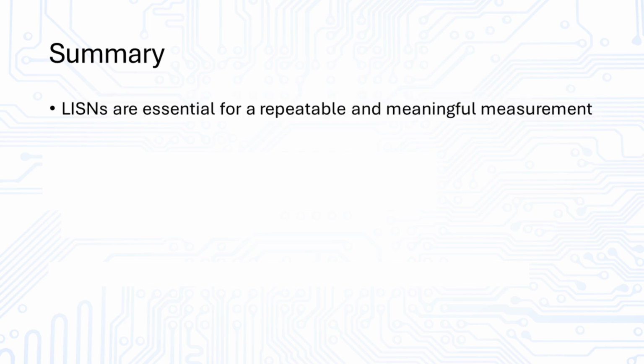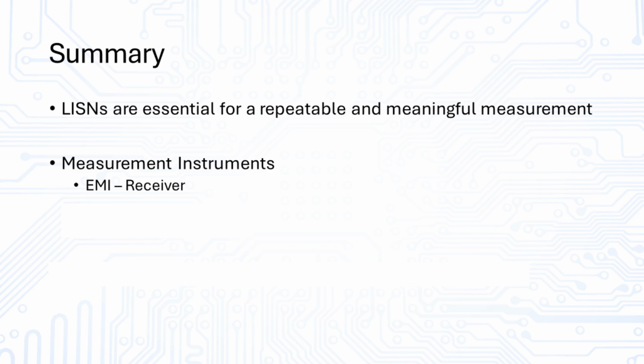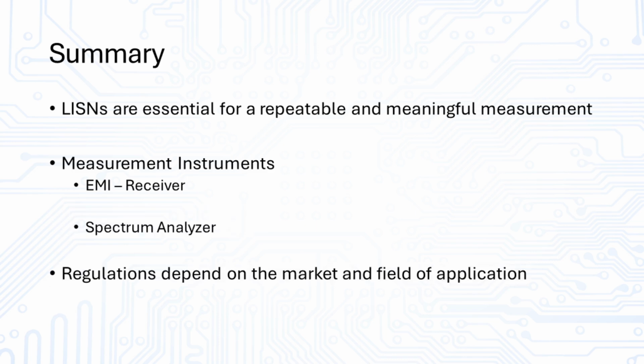Let us recap on what we learned in this video. In order to perform repeatable and meaningful measurements of the conducted emissions, a line impedance stabilization network must be placed between the DUT and the power supply. When it comes to choosing the measurement equipment, an EMI receiver would be the preferred choice. However, under certain conditions and with some extra steps, also a spectrum analyzer may be used. When it comes to regulations and standards, there are differences depending on the market as well as field of application. Also, the process of compliance varies.